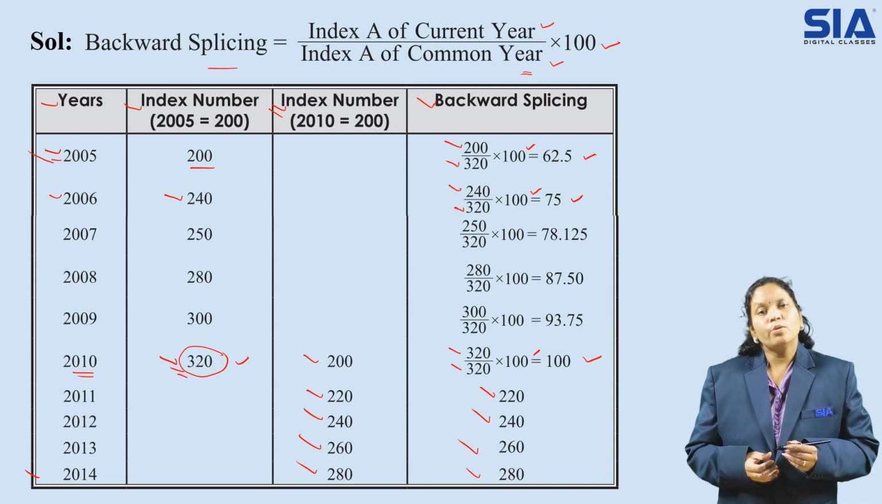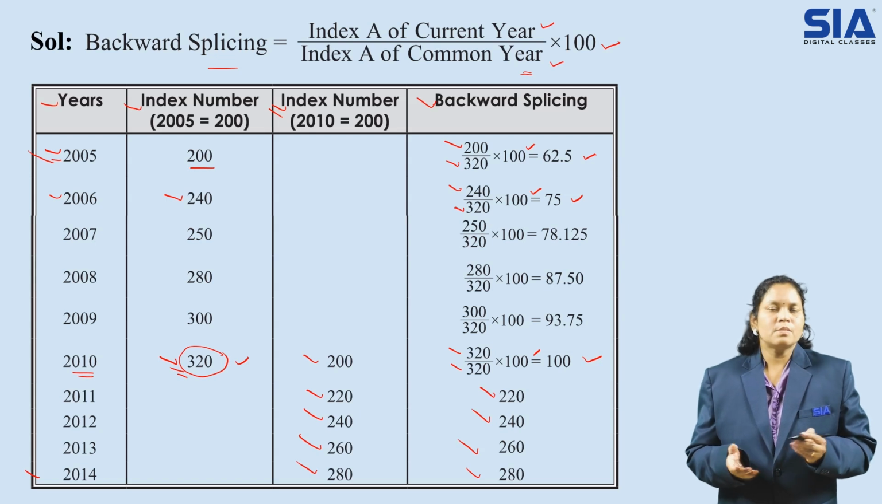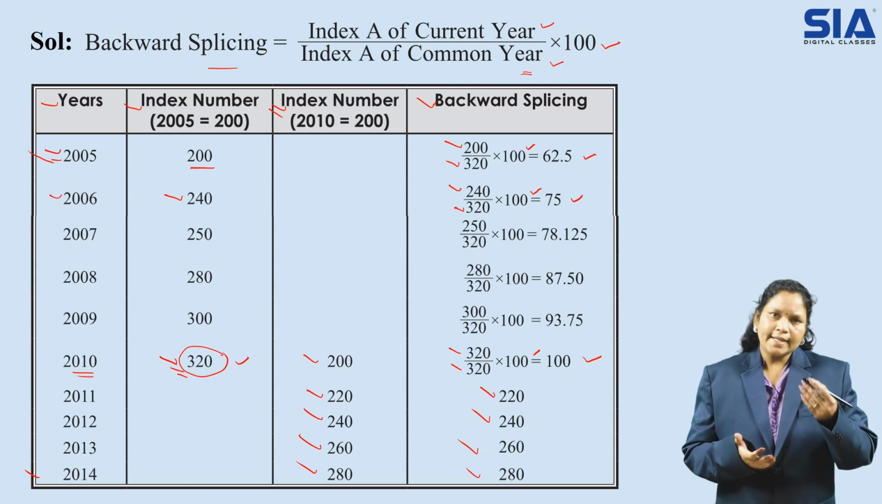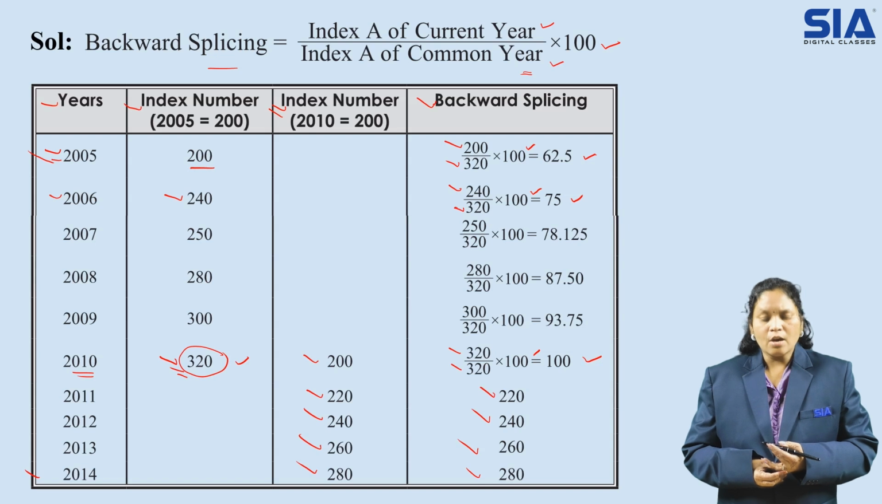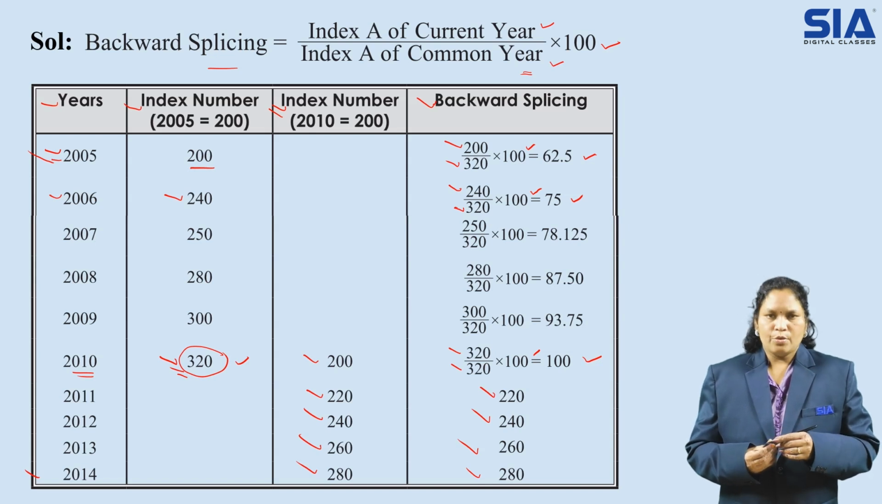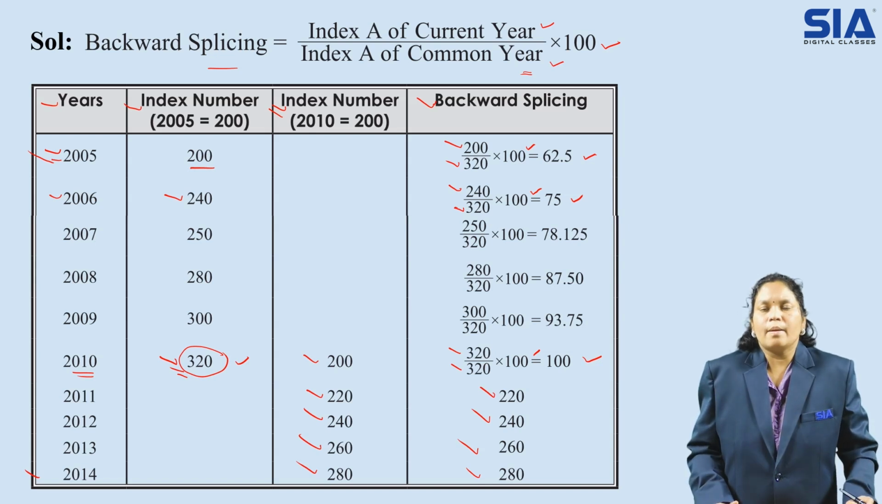So this is how we do backward splicing, means mixing the data, getting the entire series. Hope you have understood this backward splicing.